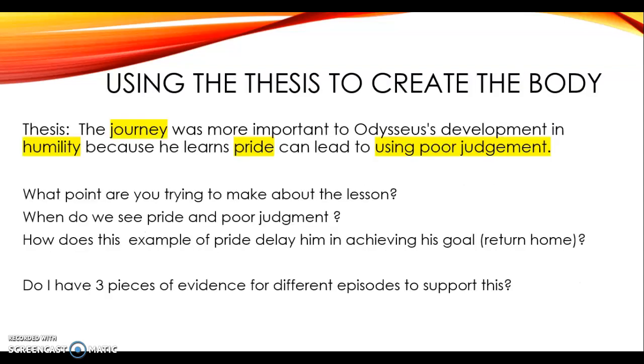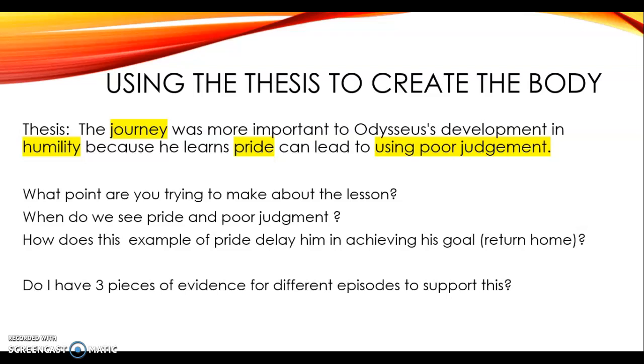You must have a concluding sentence, which is a restatement or your rephrased topic sentence. So to use your thesis to create a body paragraph is very simple. Here is my thesis statement. My thesis statement says that the journey was more important to Odysseus' development in humility because he learns pride can lead to using poor judgment. I'm going to give you all multiple ways to come up with your body paragraph.